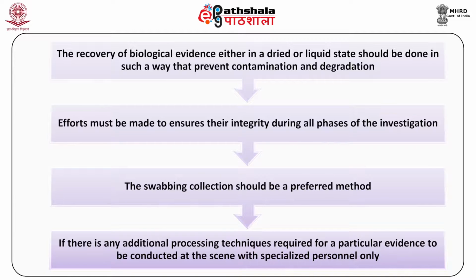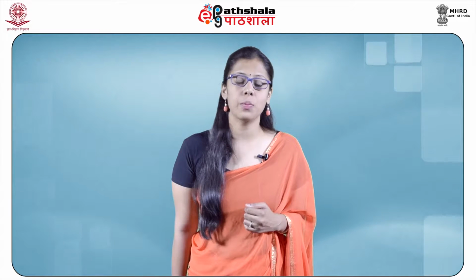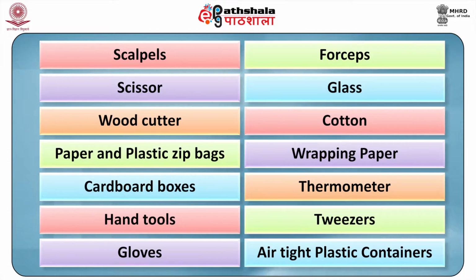The swabbing collection should be the preferred method. If any additional processing techniques are required for a particular evidence, they should be conducted at the scene by a specialized person only. The following items are required while collecting the evidences from the crime scene and victim: forceps, scissor, glass, woodcutter, cotton, paper and plastic bag, wrapping paper, cardboard boxes, thermometer, hand tools, tweezer, gloves, airtight plastic containers.